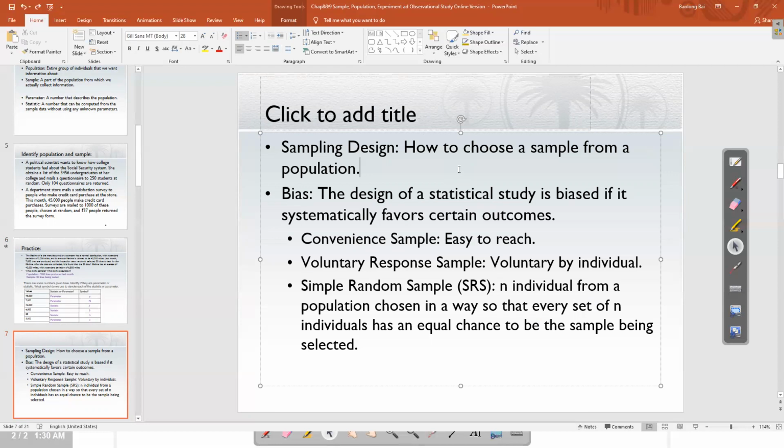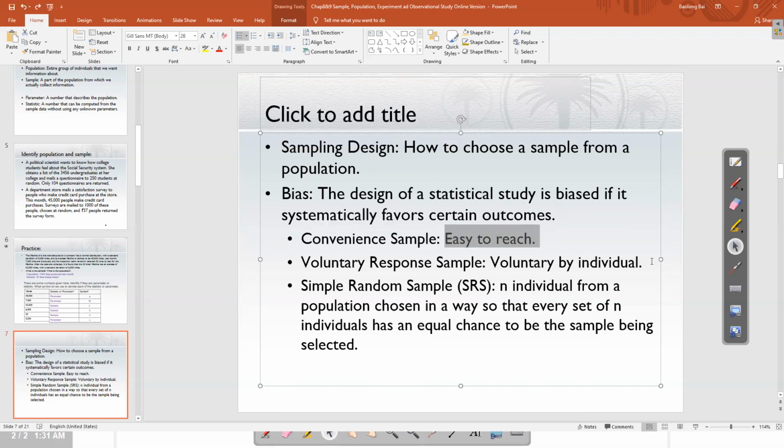So bias is just the design of the sampling process that could systematically favor certain outcomes of the study. Okay? So we don't want to introduce bias when you do sampling. So what kind of sampling design do we have? We're going to talk about a few. One is convenience sample. Convenience sample is easy to reach. So it's easy for the researcher to obtain a sample.